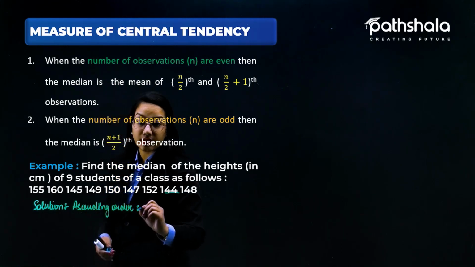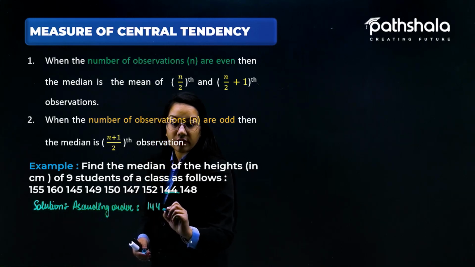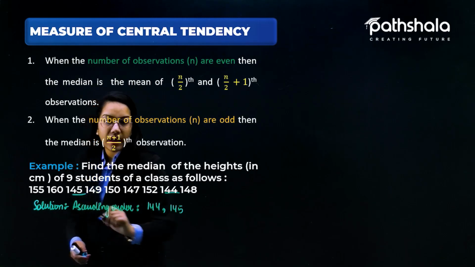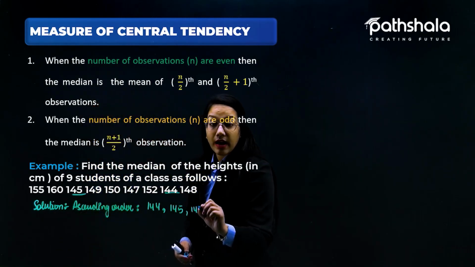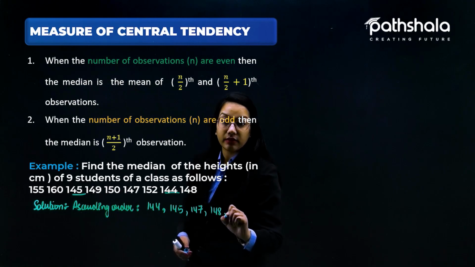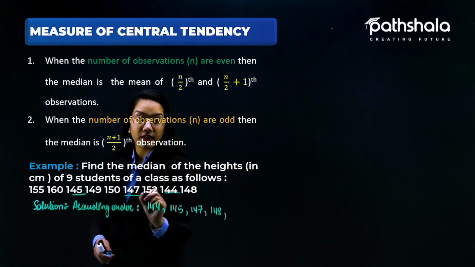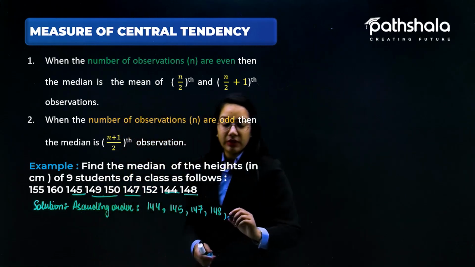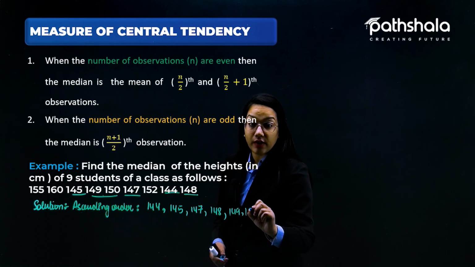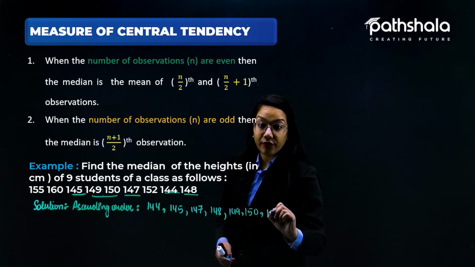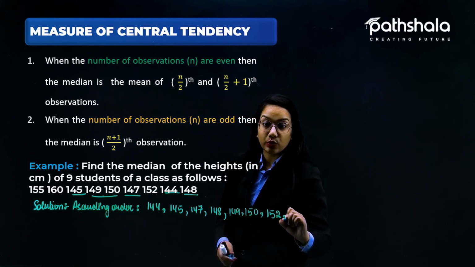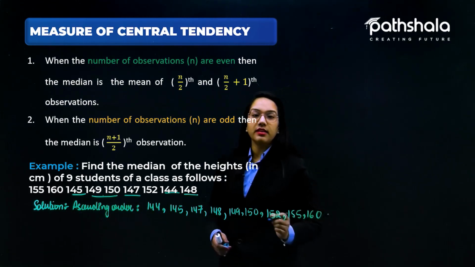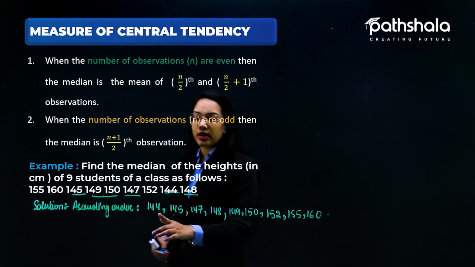So its ascending order is 144, after 144 we have 145, then we have 147, then we have 148, then 149 and 150, then we have 152, then 155, and then we have 160. Since the number of students given to us is nothing but 9.